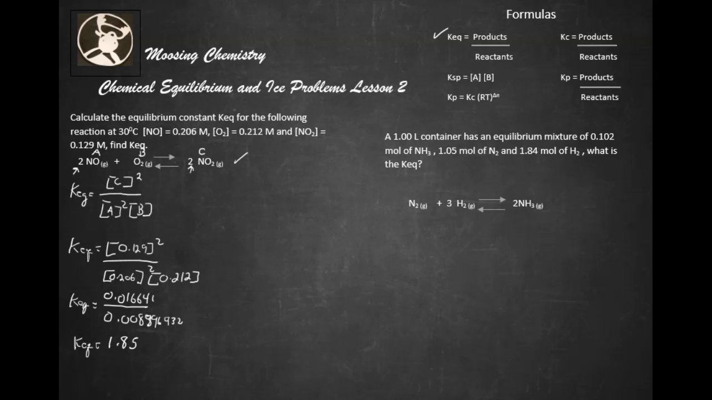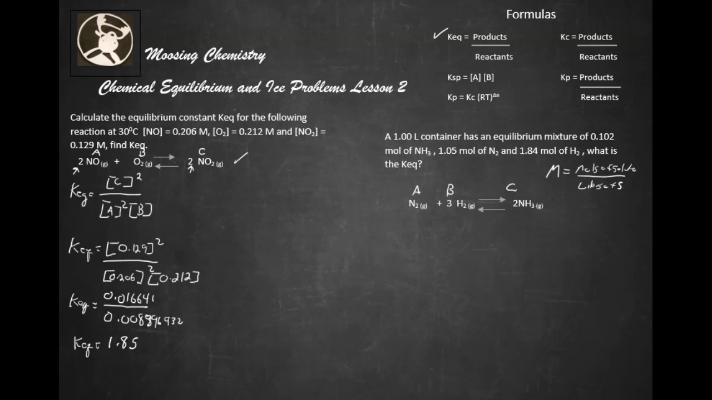Okay, let's look at the next one here. A 1 liter container has an equilibrium mixture of 0.12 molarity of NH3, 1.005 of N2, and 1.84 moles of H2. What is the Keq? All right, so this is going to be A plus B yields C. Now notice that these are all moles, right? And you remember that molarity is moles of solute over liters of solution, right?